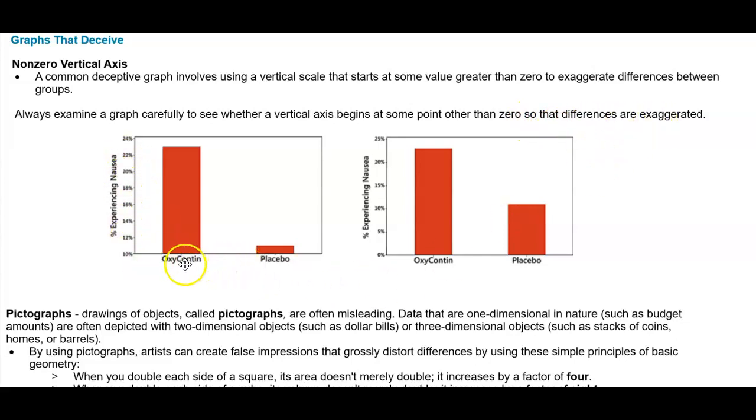Over here, if you take a look, we have the OxyContin and then placebo, and then we have the percentage experiencing nausea. Now, if you notice down here, they start at 10%. So it shows that this is much larger than this placebo. Now, if we take a look at the one to the right, it's starting at 0, and you can see that these two actually are much closer than what it shows here. And this is a deceiving tactic, to start at 10% instead of 0%.